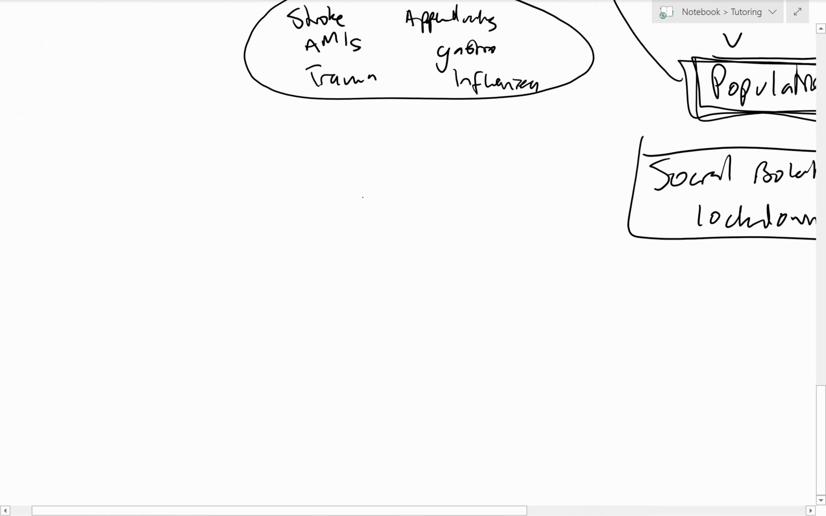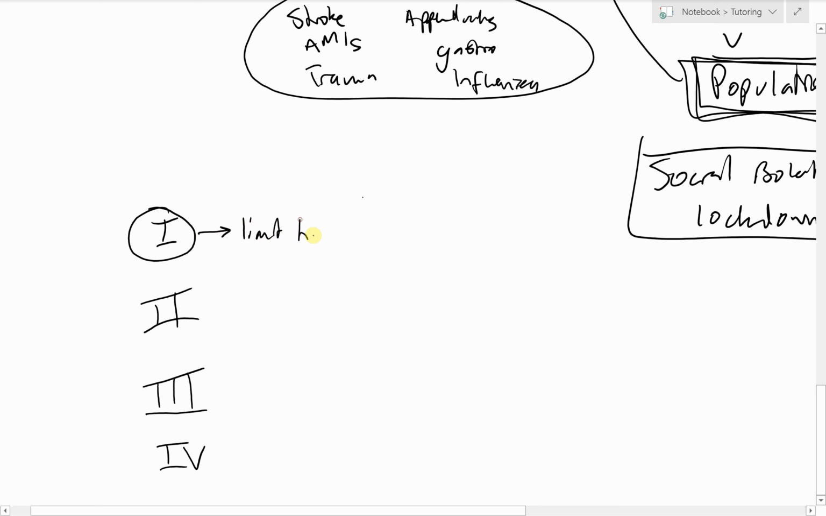I'm going to discuss Australia's pandemic response plan for a second, because I think it illustrates these points quite nicely. So Australia's plan has 4 stages, and I'll just cover the first 2 because I think they're the most relevant for now. So stage 1 was all about limiting spread to Australia.